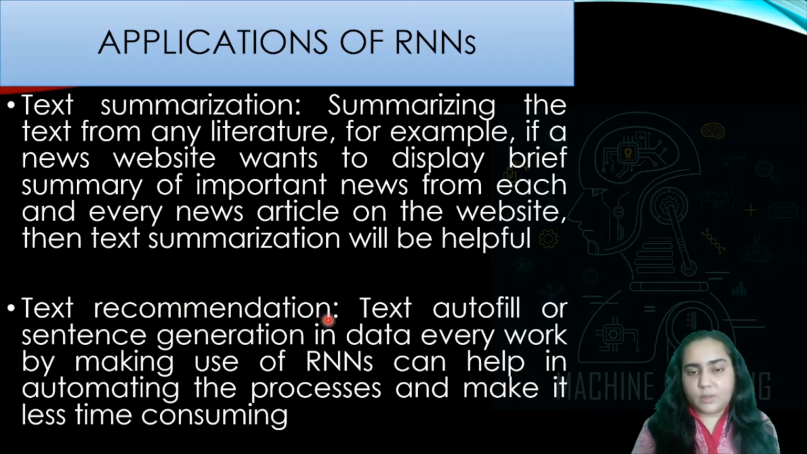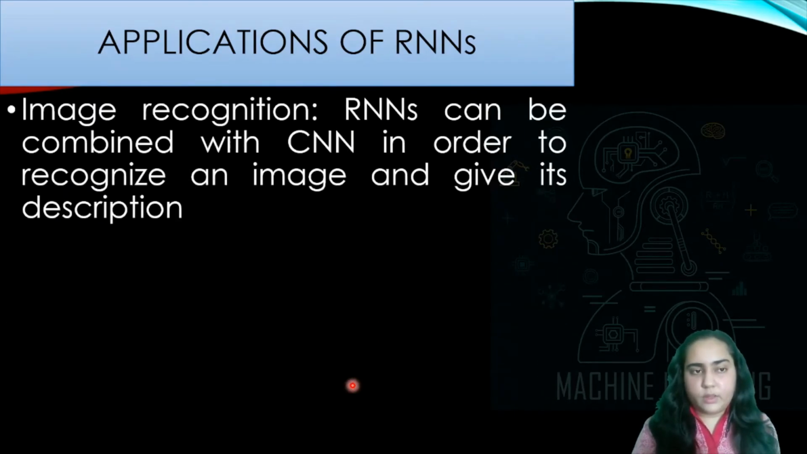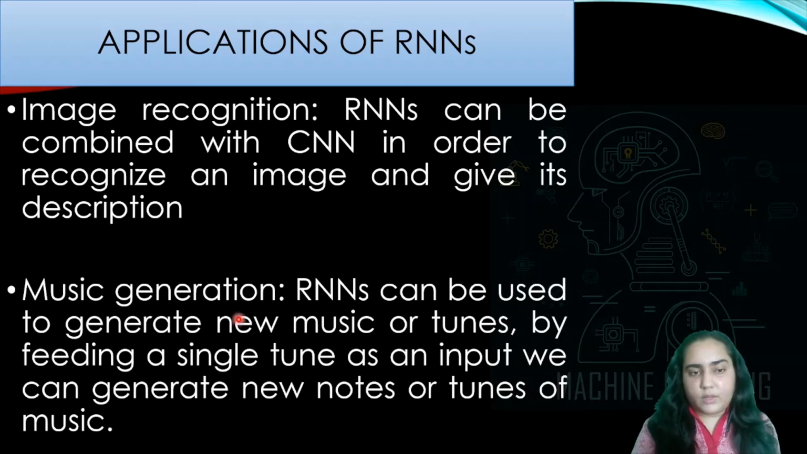There's also text recommendation, which is like text autofill or sentence generation in the data, which can all be done using RNNs. So when you're typing something and you are getting prompted about what the next word should be, that is text recommendation. There is also image recognition. So RNNs can be combined with CNN in order to recognize an image and also give its description. And you could also use them in music generation because RNNs can generate new music or tunes by feeding a single tune as an input.